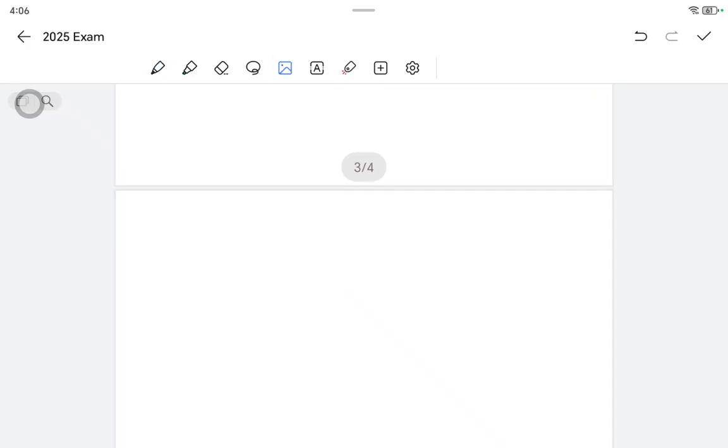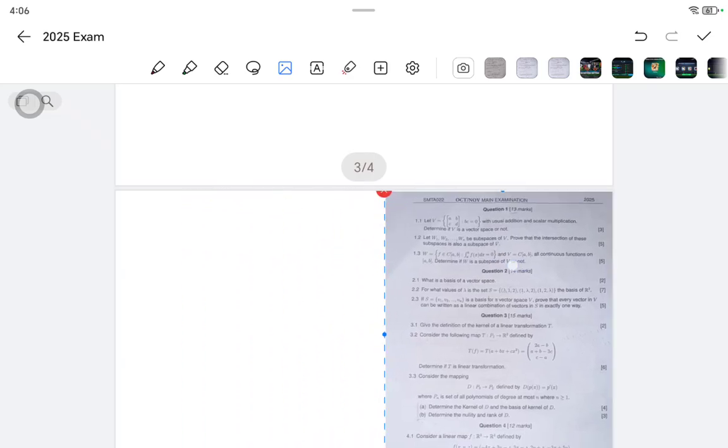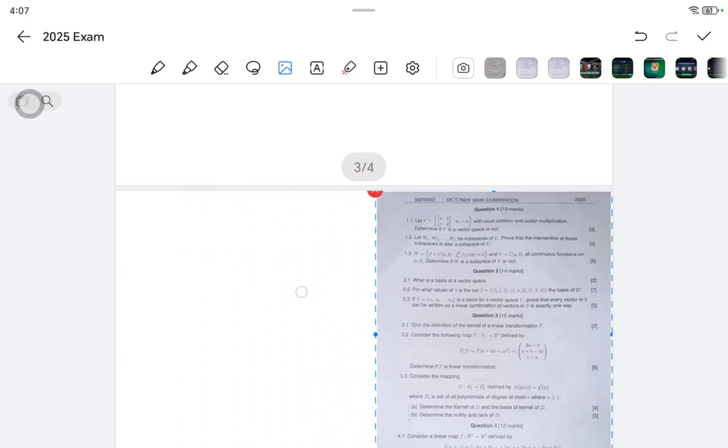So let me add this again here. Now when we come to question 2, they ask us what is a basis of a vector space. We can tell us what is the basis of a vector space.